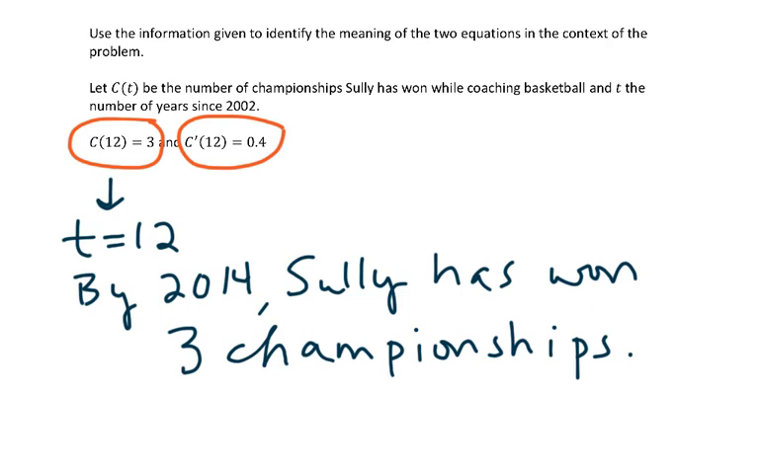Now the second equation is a little different. If you refer back to the notes, whenever we see a derivative, remember this derivative right here is telling us an exact moment in time. So when we see C prime of 12, what that is saying is that in that year, remember this is still telling us that T is 12, which means that we're in the year 2014, so that is the current year. It is telling us that in 2014, the rate at which Sully is winning championships is increasing.